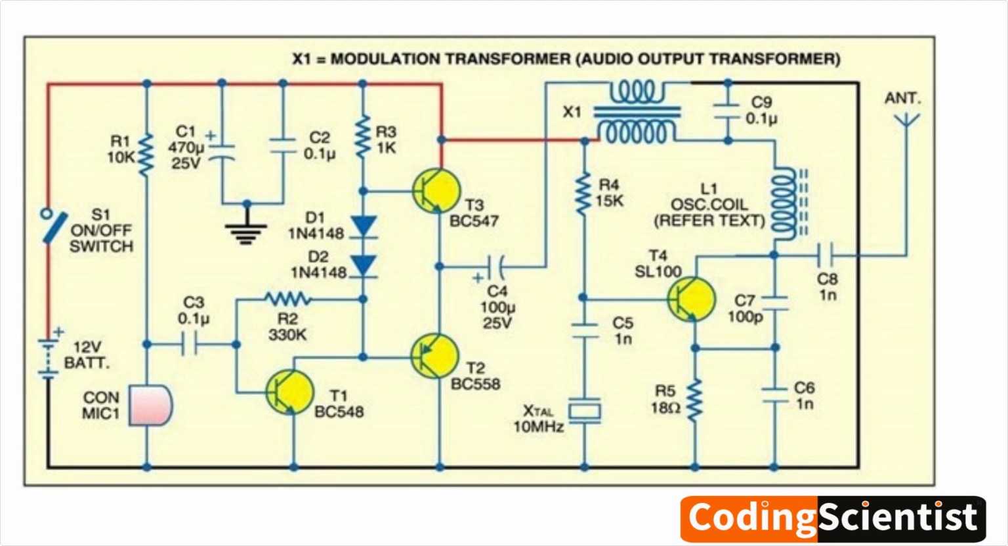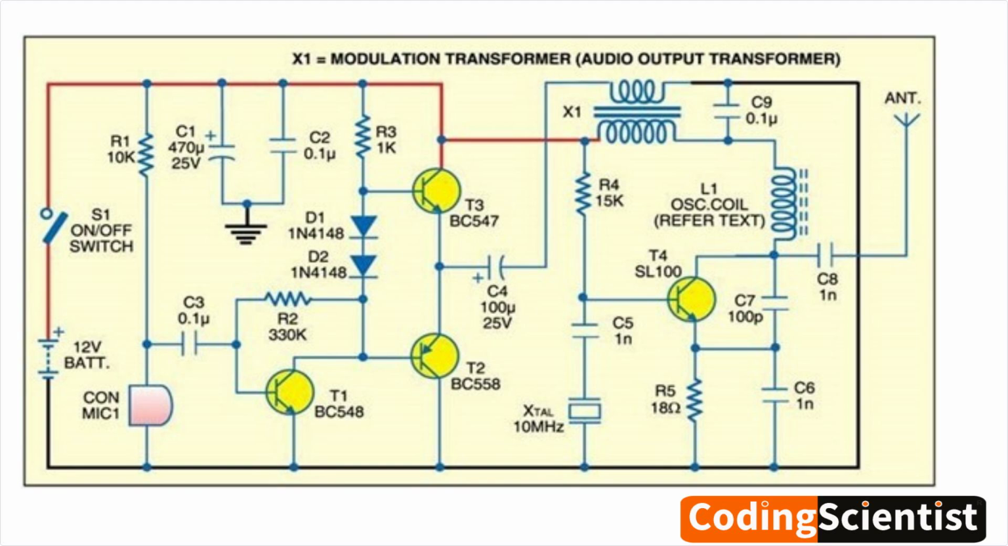L1, OSC coil. This coil along with the capacitor C7 forms the resonant circuit that determines the carrier frequency of the FM signal. C1, C2, C3, C4, C5, C6, C7, C8, C9. These capacitors are used for various purposes like coupling, filtering, and bypassing.